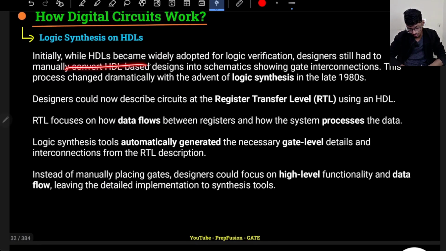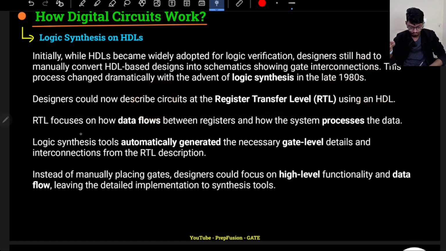Initially, while HDLs became widely adopted for logical verification, designers still had to manually convert the HDL-based design into a schematic, basically the synthesis, showing gate interconnections. They had to manually interconnect. This process changed dramatically with the advent of logic synthesis in the late 1980s. Designers could now describe circuits at the register transfer level, basically define them at the register transfer level using HDL.